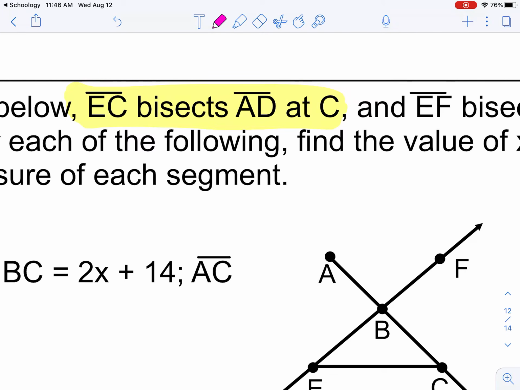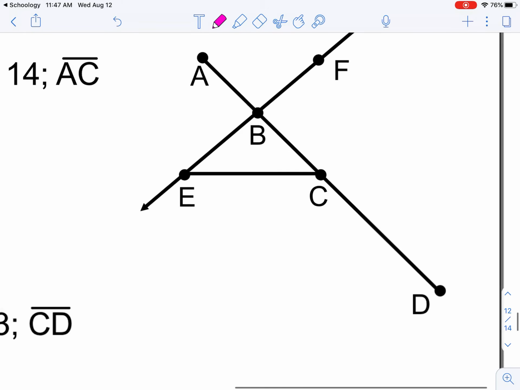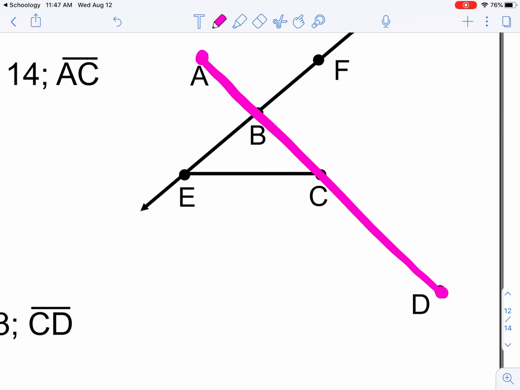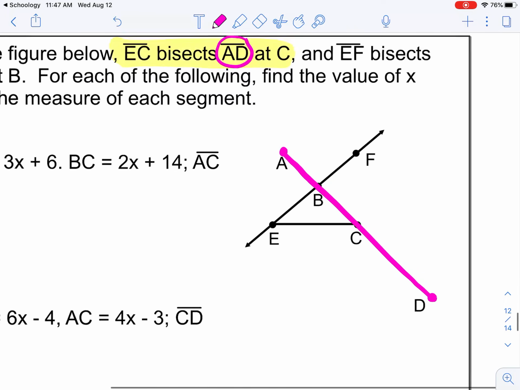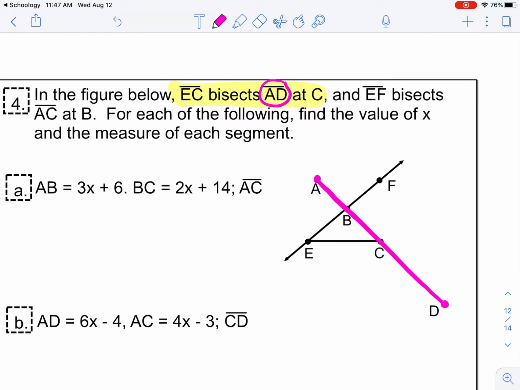My question is which segment is being bisected? AD, right? I'm bisecting AD. So now go find AD. Where's AD? I'm going to highlight it in pink. So what that's saying is that AD is being bisected. It's being cut in half.